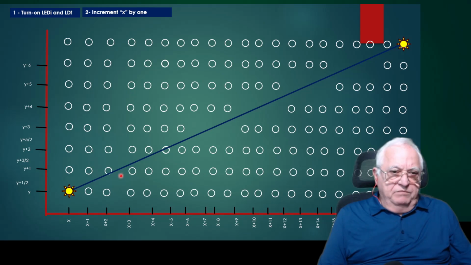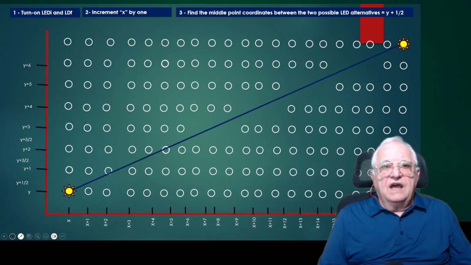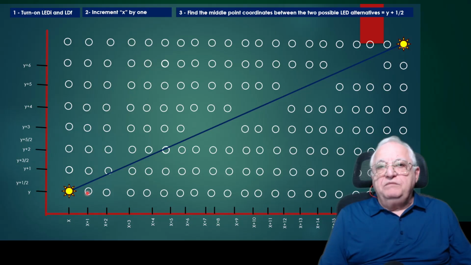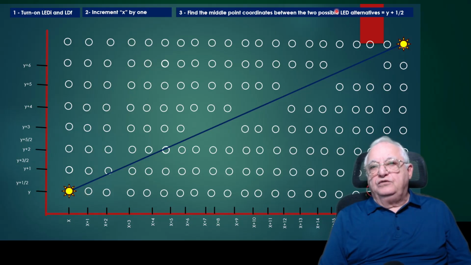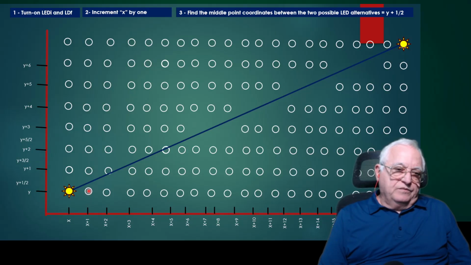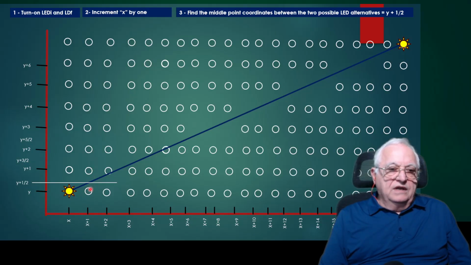However, the line is in between these 2. So I need to figure out which of these pixels I'm going to light up. What I do is find the middle point coordinate between the 2 possible alternatives, which is going to be Y plus 1/2. That's the middle point here.